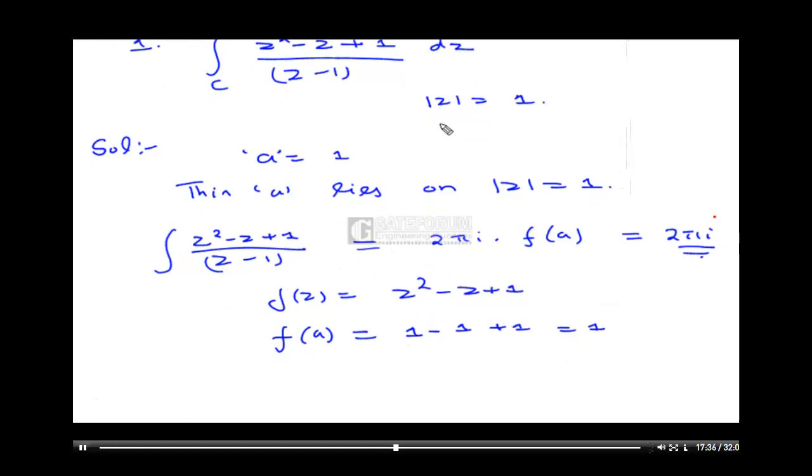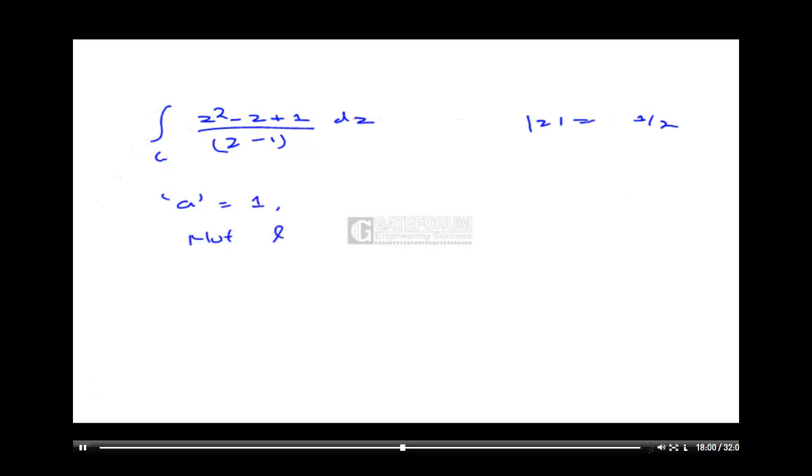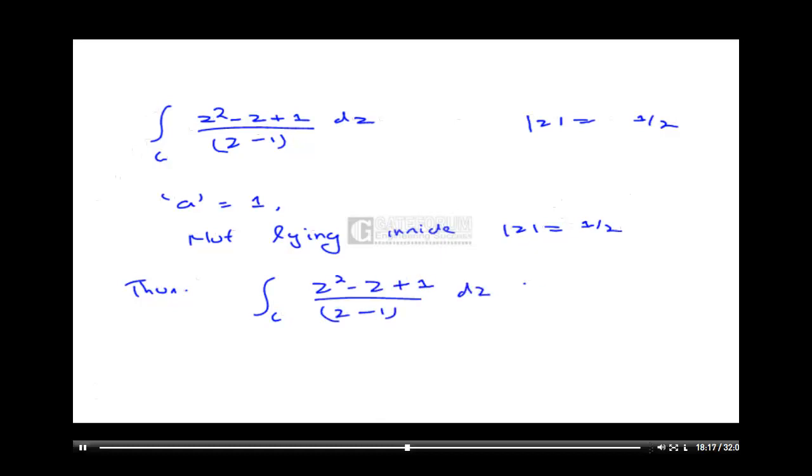Now take the same problem, but this time the circle is mod z equal to 1 by 2. Now clearly a equal to 1 is not lying inside mod z equal to 1 by 2. Thus the integral of z square minus z plus 1 upon z minus 1 dz is directly equal to 0. If it lies inside, then we can use Cauchy's integral formula. Otherwise, by Cauchy's theorem this will become 0.